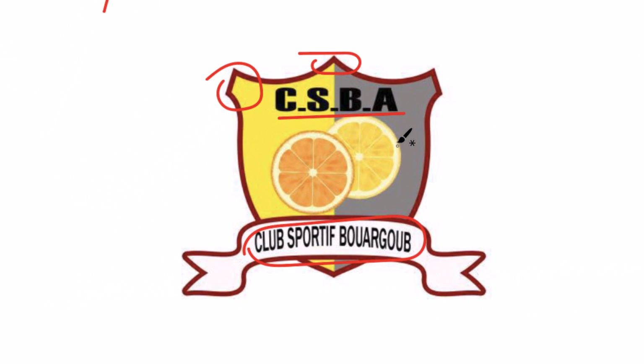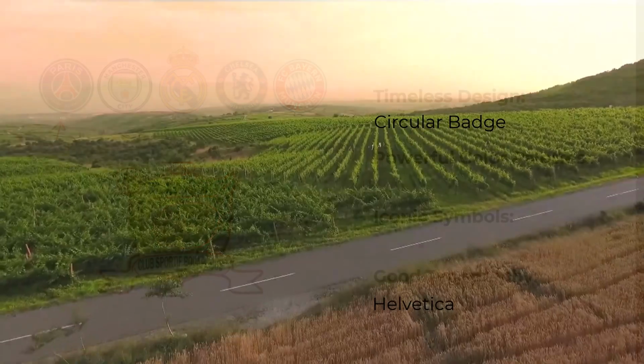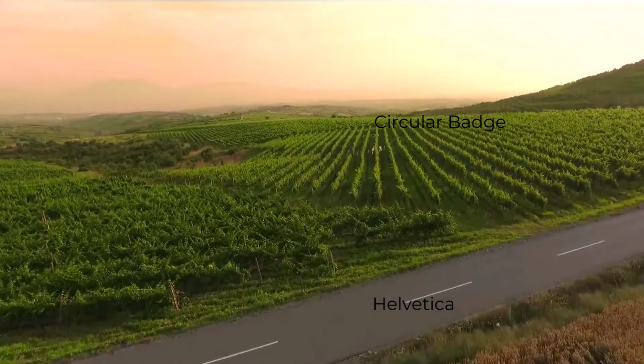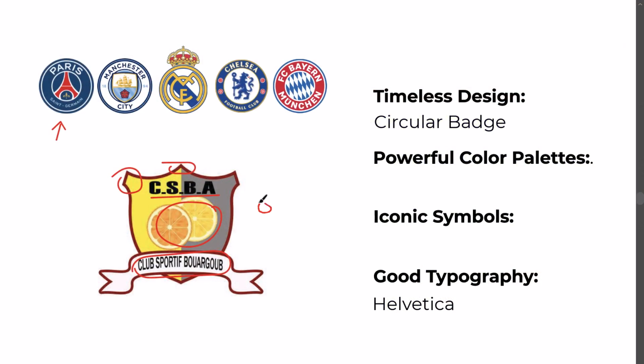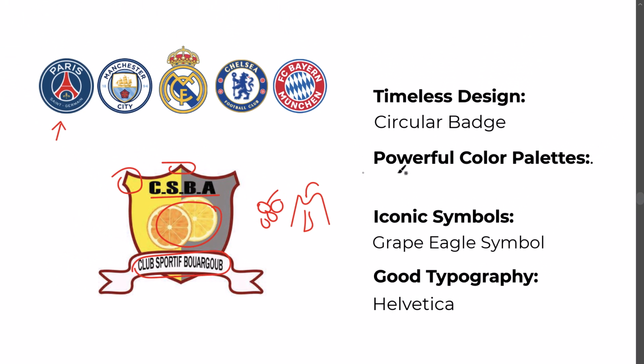This citrus fruit pictorial looks like clip art, so I will replace it with an iconic symbol. As my town is known for grape agriculture, which is a local heritage, I will try to combine a grape symbol with an eagle symbol to reflect power and pride. For the color palette, it's already chosen by the sports club team, yellow and purple. I think it will work very well.